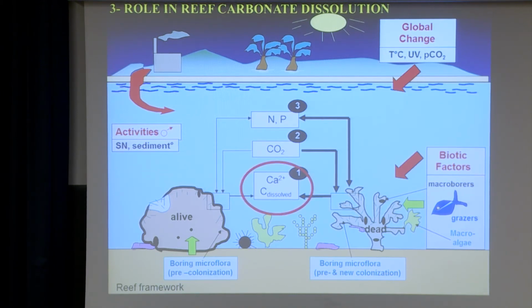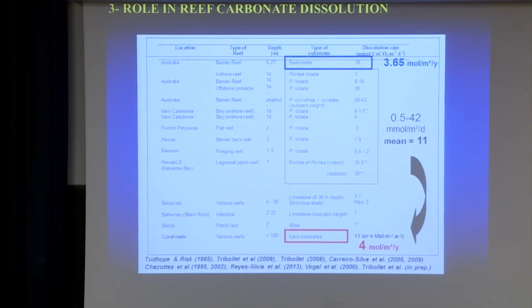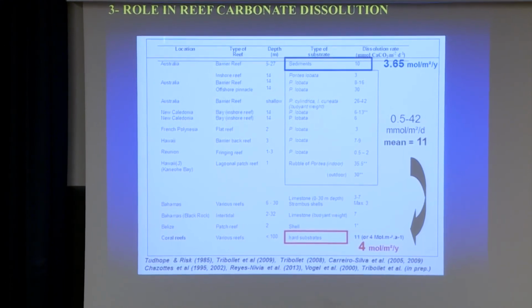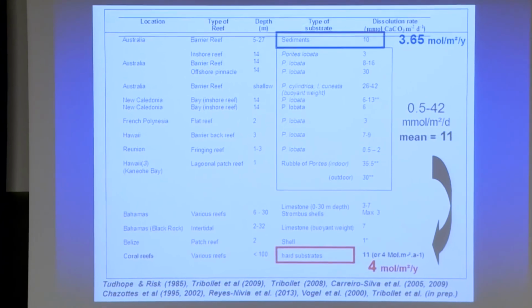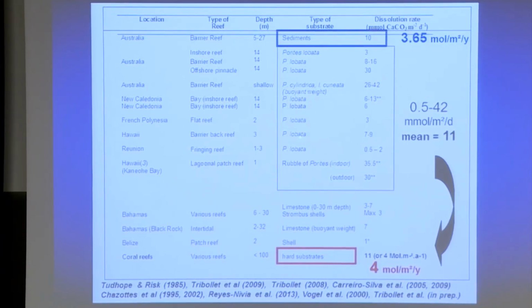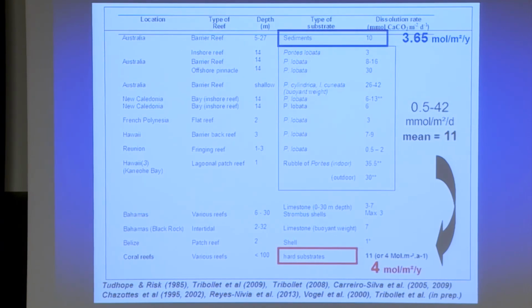So let's talk about numbers and see how significant this process is at the ecosystem scale. Okay, this is a horrible table. I'm not asking you to remember all the numbers. I just want to show you that different studies were carried out from Australia to the Bahamas, using different types of substrates, mostly coral skeletons, but also sediment, limestone, strombus shells, etc.